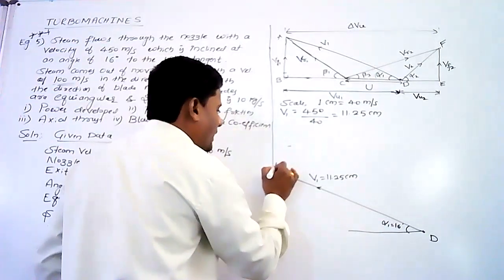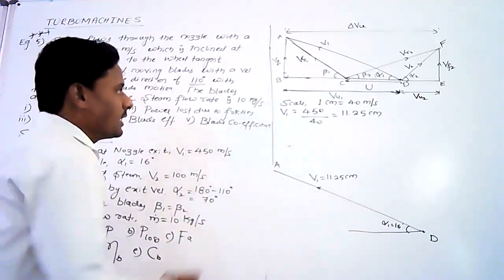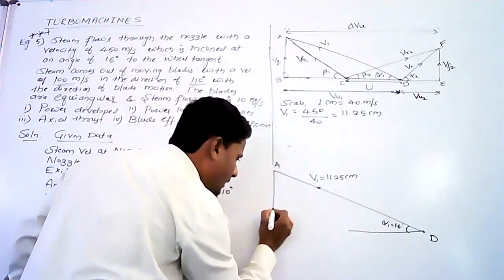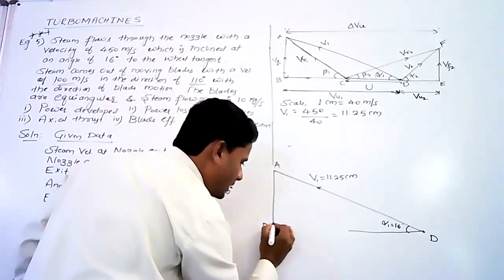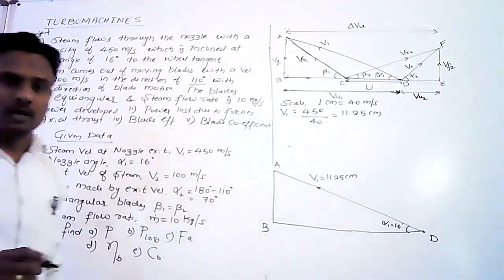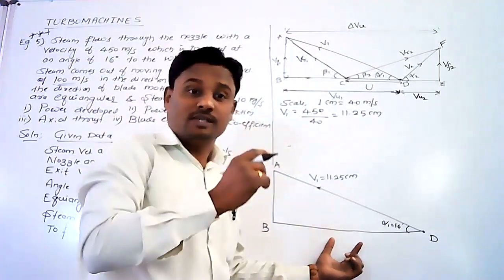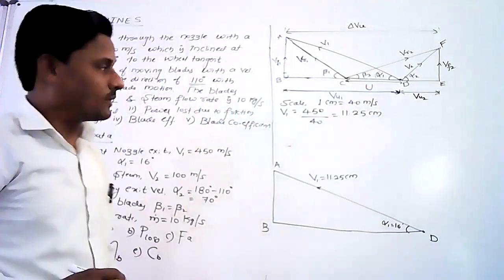So we got the point A here. Now from point A, drop a vertical line up to B and join the horizontal line. Since the exact location of point C is unknown because U is unknown here, we should be very careful.